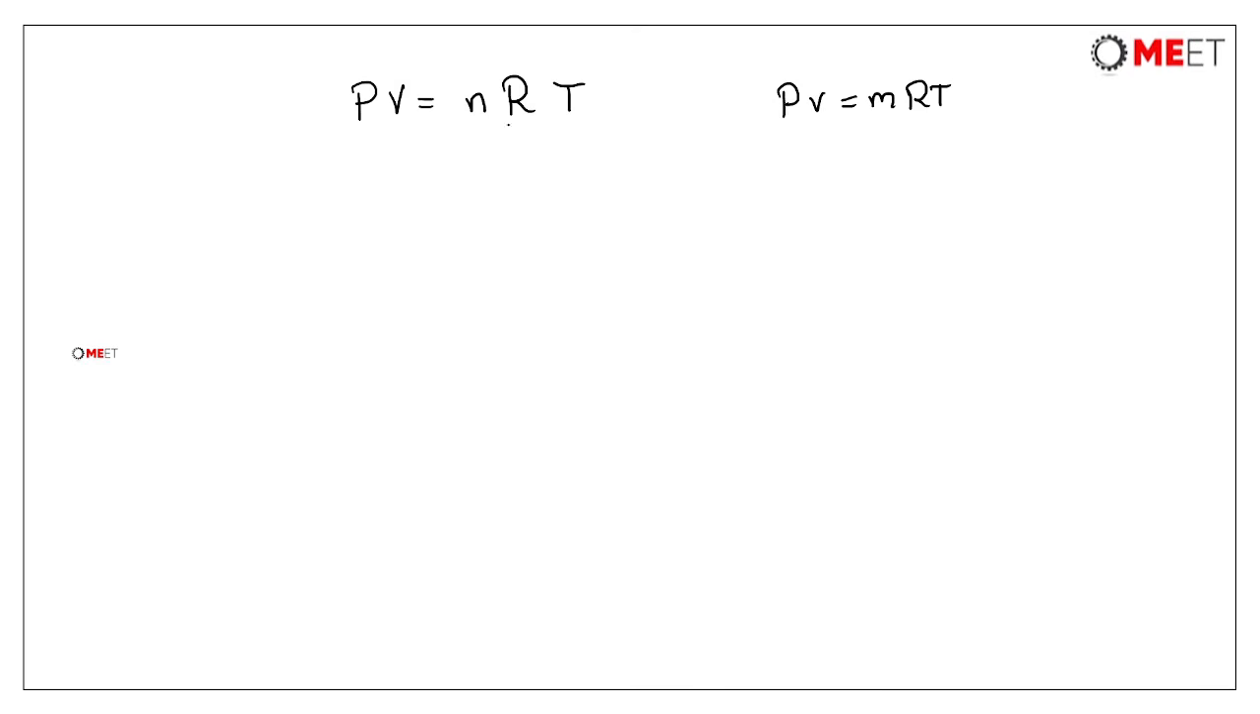Coming to this PV is equal to nRT equation, this R is considered as the universal gas constant, whereas the R that we are using in the PV equal to mRT equation is the characteristic gas constant.